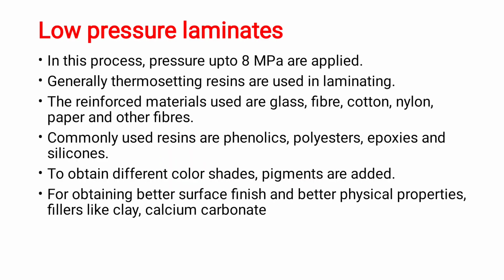And low pressure lamination. In this process, pressure up to 8 megapascals is applied. Generally, thermosetting resins are used in laminating. The reinforcing materials used are glass fiber, cotton, nylon, paper, and other fibers. Commonly used resins are phenolic, polyester, epoxy, and silicones. To obtain different color shades, pigments are added, and for obtaining better surface finish and better physical properties, fillers like clay, calcium carbonate are added.